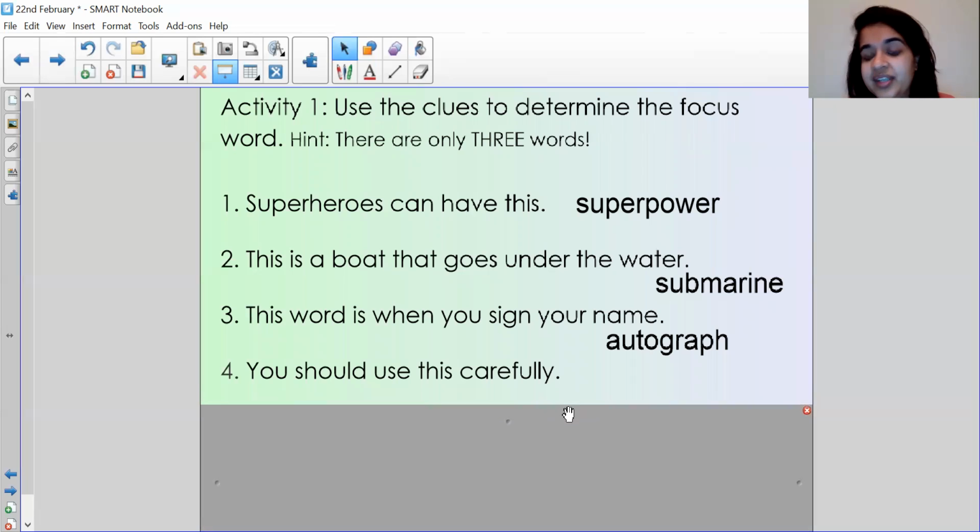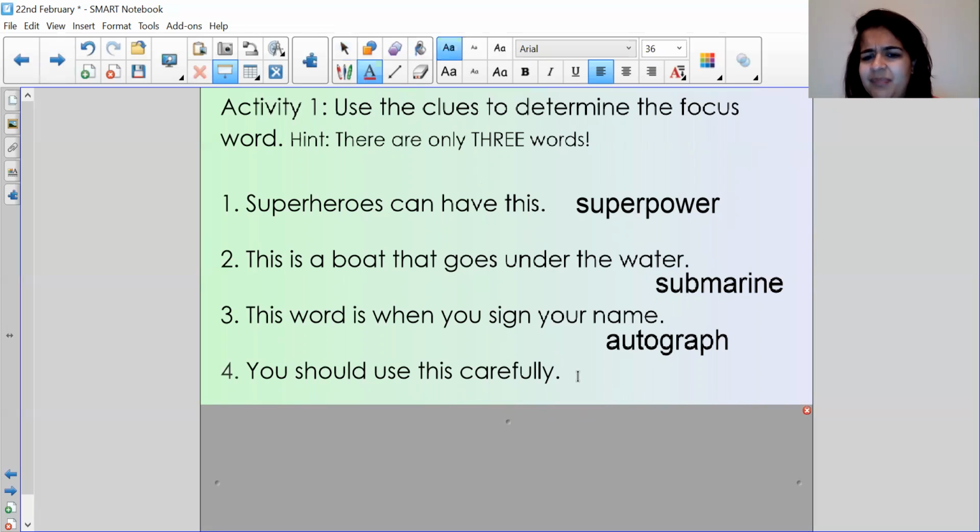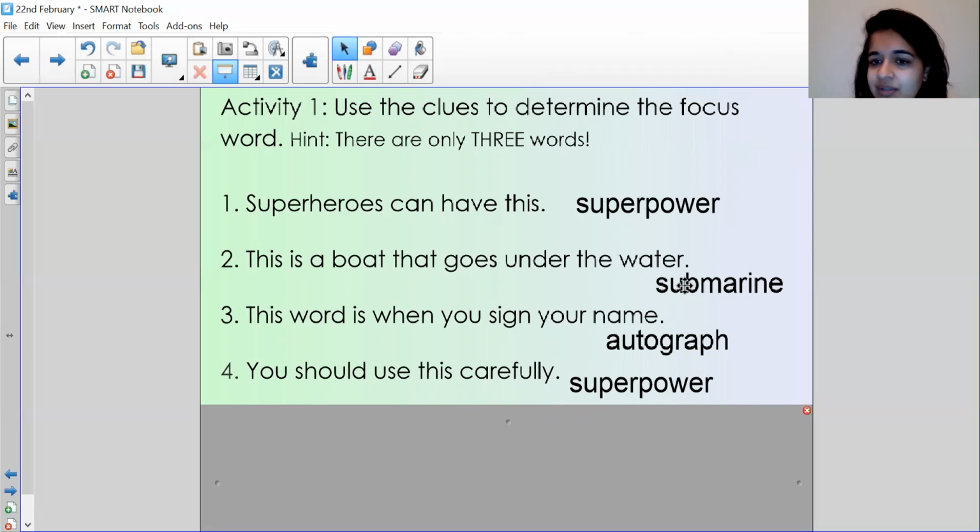You should use this carefully. Okay, so could be any of those focus words, but which one of these 3 should you use carefully? Well, I guess you could use all 3 of them carefully, couldn't you? But the best fit would be superpower. You should use superpowers very carefully. I know you should probably use submarines carefully. I know you should probably use your name when you sign it carefully, but let's go with superpower.